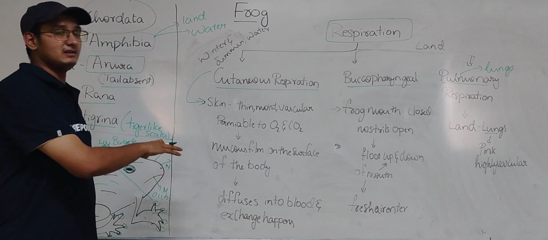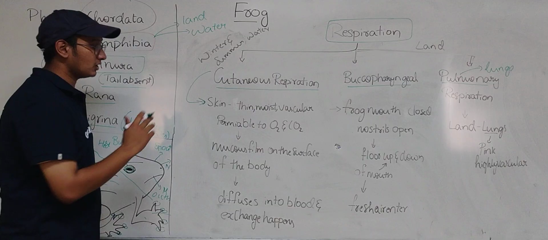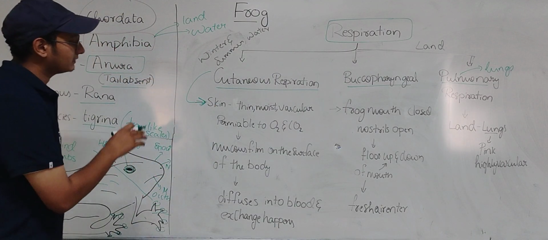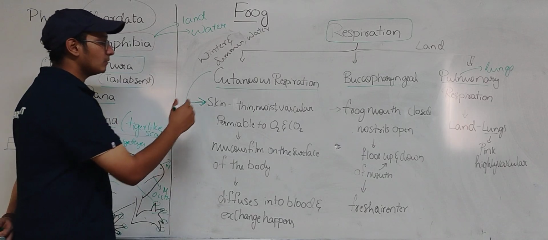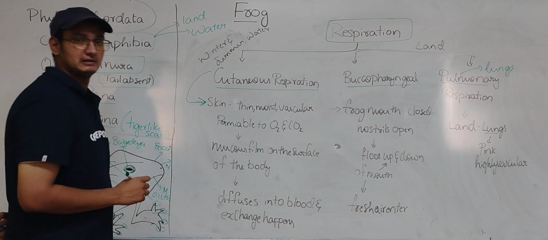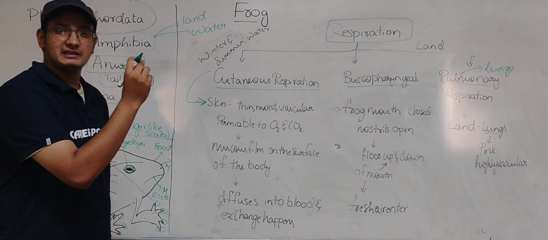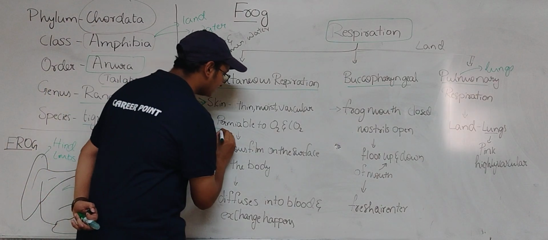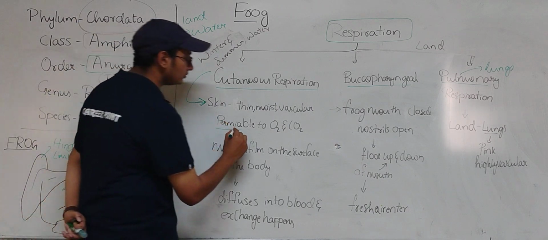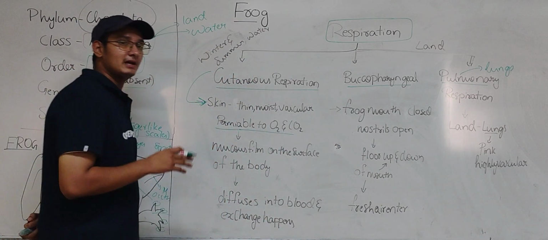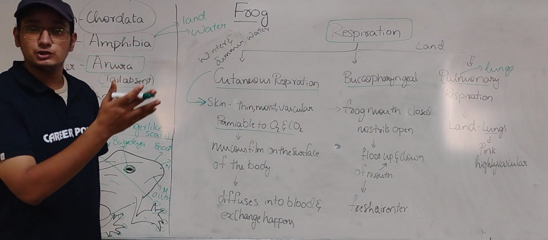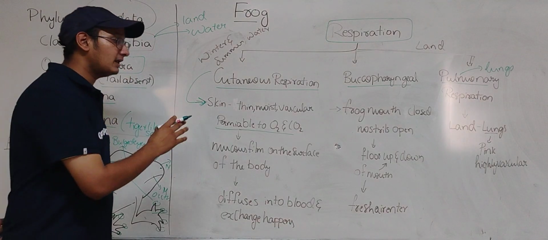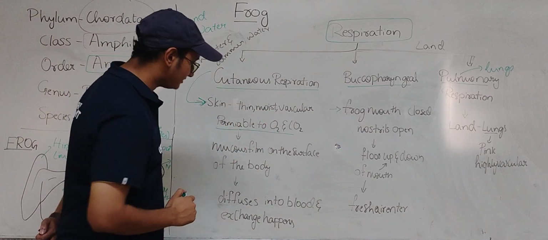So here skin acts as a respiratory organ. The skin in frog is very thin, moist and highly vascular in nature. The skin of frog is permeable to both oxygen and CO2. The oxygen and CO2 can enter into the skin of the frog because it is very thin and it is a permeable layer for both oxygen and carbon dioxide.